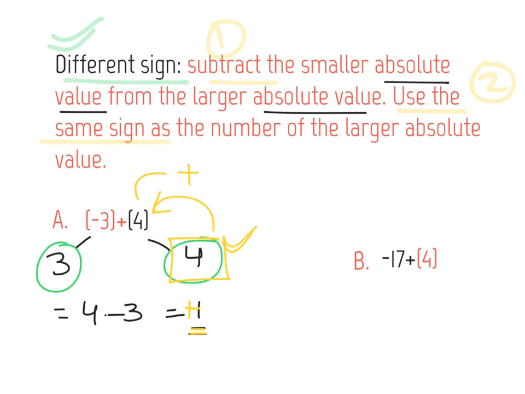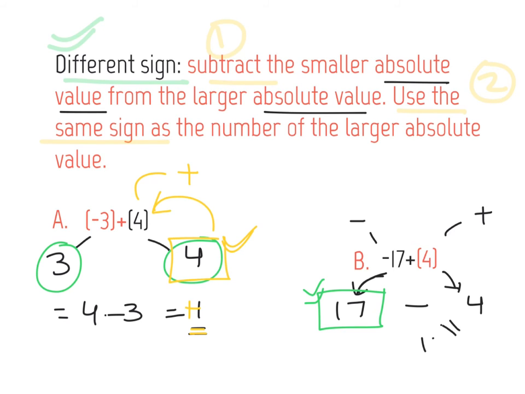Now let's apply it again to another question. It says minus 17 plus 4. So in minus 17 plus 4, the signs are different: minus in front of 17 and plus in front of 4. So now I have to find the absolute value first. Minus 17, the absolute value is 17, and for 4 it's 4. Now the larger absolute value is 17. So 17 minus 4 will give me 13. After that, I have to put the sign that is in front of the larger absolute value. My larger absolute value was 17. The sign in front of that is minus. So my answer would be minus 13.